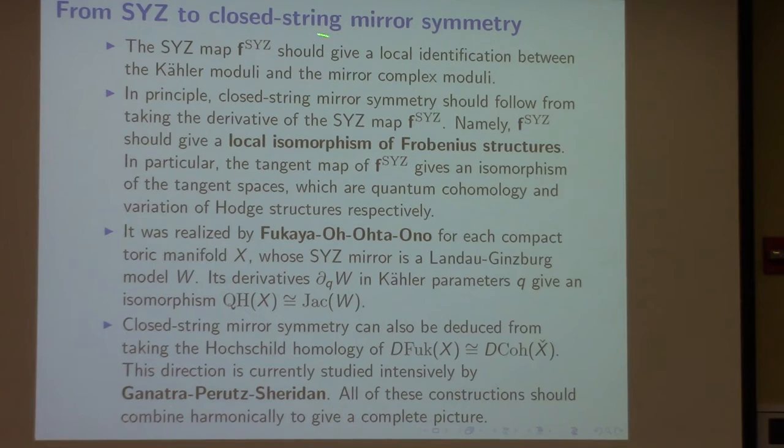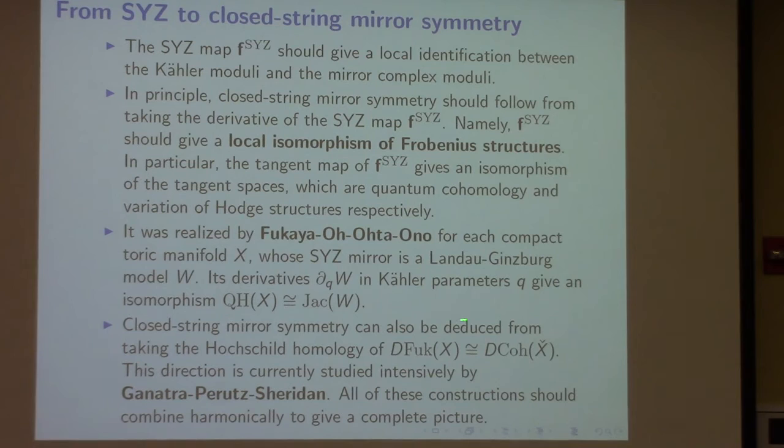So these maps give an identification between the moduli spaces, the Kähler moduli and the complex moduli. In principle, post-Hodge mirror symmetry should follow from taking the derivative of the SYZ map. It should give a local isomorphism of Frobenius structures, and in particular the tangent map of this map gives the isomorphism of the tangent spaces, which are quantum cohomology and variation of Hodge structure respectively. It was realized by Fukaya-Oh-Ohta-Ono that for each compact polygon, the SYZ map is a Landau-Ginzburg potential W, whose derivative in the Kähler parameters gives an isomorphism between these two sets. So closed string mirror symmetry can also be deduced from taking the Hochschild homology of these structures.